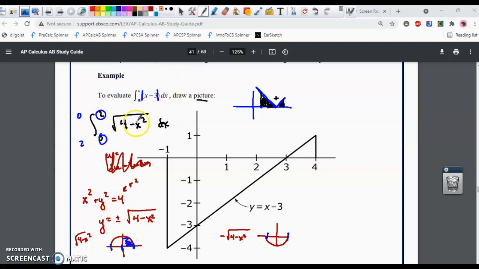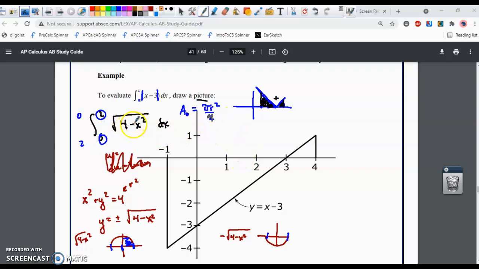But anyway, how would you be finding this area? You would say that the area of a circle is pi r squared, but because this is a semicircle, you would only want half of it. And because you're going from 0 to 2, you're going to plug that in for the radius. Actually, if I'm going from -2 to 2, I would want half of the circle. But since I'm going from 0 to 2, that's actually a quarter of the circle, right?